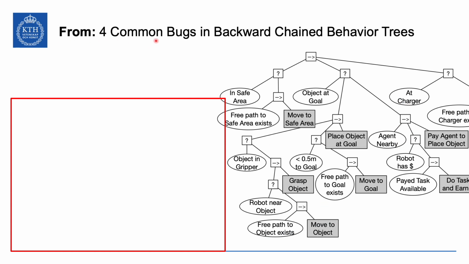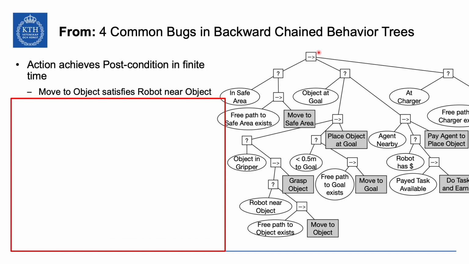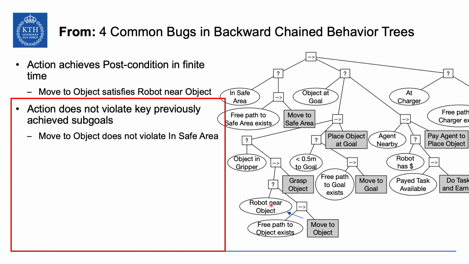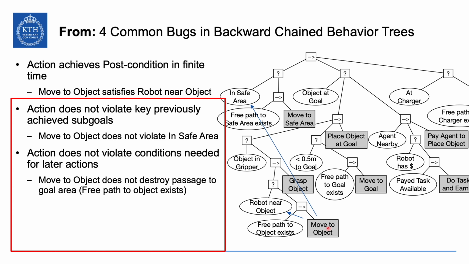So we had this video, 4 common bugs in backward chained behavior trees. If you haven't watched that video, this is going to be a bit confusing perhaps, but basically what we need for an action move to object, for instance, is that it needs to achieve its post condition in finite time. So it needs to get the robot near the object, but it also needs to not violate key previously achieved subgoals, such as this in safe. First we make sure we're in the safe area, and then we try to get the object here. We can't try to move to the object by getting out of the safe area. We're not allowed to do that.